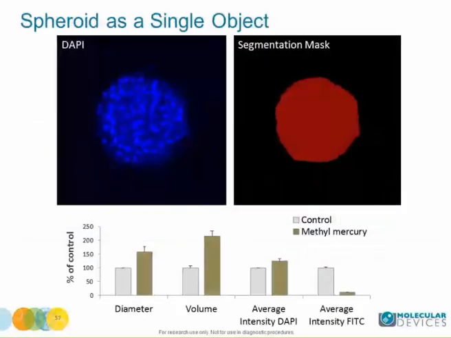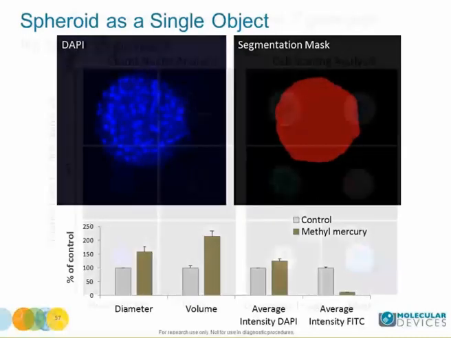3D analysis of images was done using recently added features of MetaXpress software. This software converts a stack of 2D images obtained by confocal acquisition into 3D space with appropriate detection and segmentation of objects. Spheroids can be characterized by their size and also intensities. For example, spheroids treated with methylmercury are very different from control spheroids by their diameter, volume, and also intensity of FITC stain.